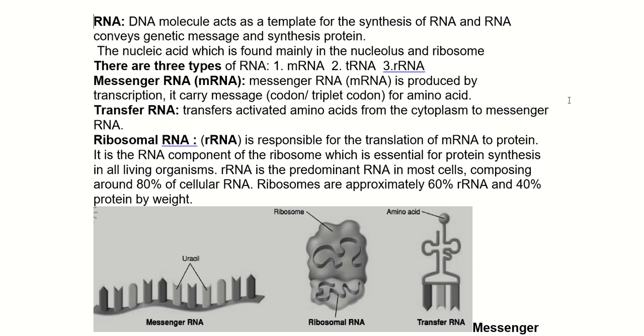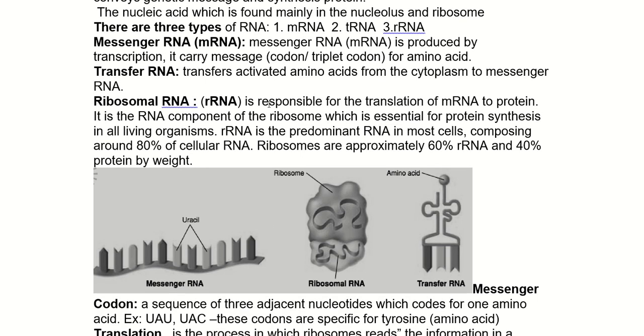In this video, I discuss genetics part 3. RNA: the DNA molecule acts as a template for the synthesis of RNA, and RNA conveys the genetic message and synthesizes protein. The nucleic acid is found mainly in the nucleolus and ribosome. There are three types of RNA: messenger RNA, transfer RNA, and ribosomal RNA.